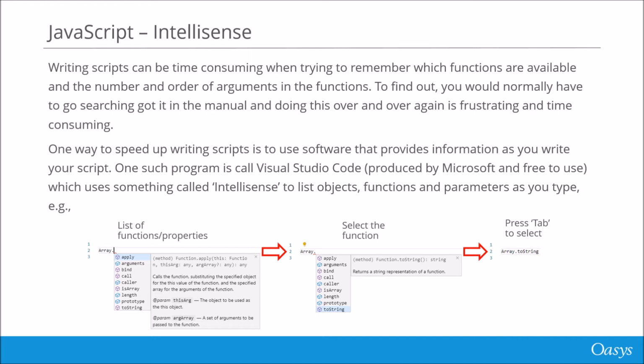So one program that does this is Visual Studio Code, which is produced by Microsoft and is free to use. And that uses something called IntelliSense to list objects, functions, and parameters as you type. So as you can see here is an example of typing a function. It tells you a list of all the properties that are available and so on. It makes it much quicker to add functions into your script.